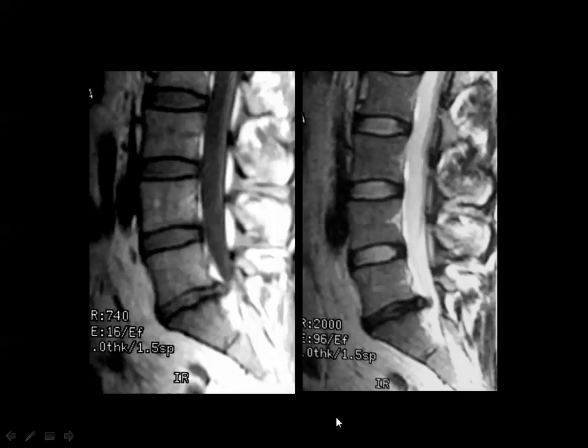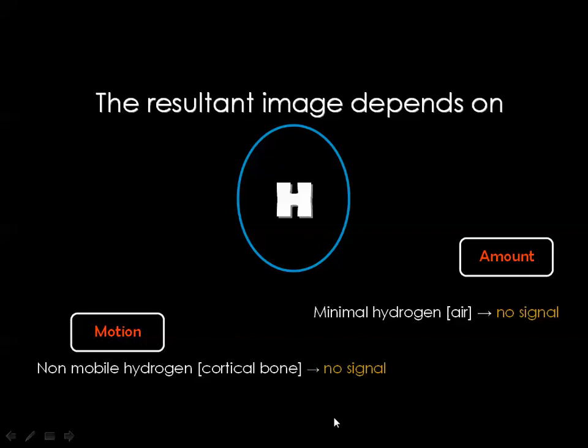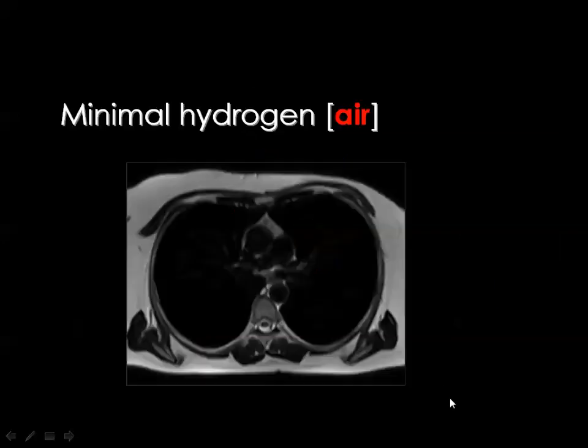Then if you would like to have an MRI image, you should have an adequate amount of hydrogen, and the hydrogen should be mobile. If the hydrogen is not mobile, then you will get no image. If there is little hydrogen, like the hydrogen present in air, the hydrogen present in air is very minimal, and we cannot obtain a signal from hydrogen in air. And the best example for this is the lung.